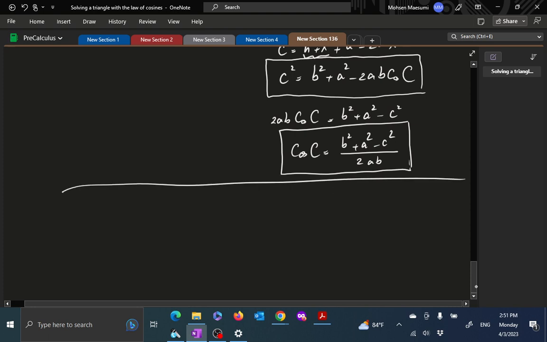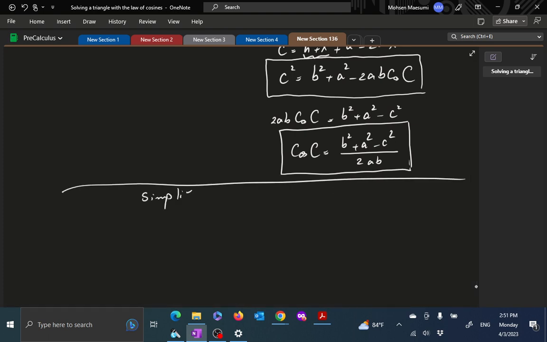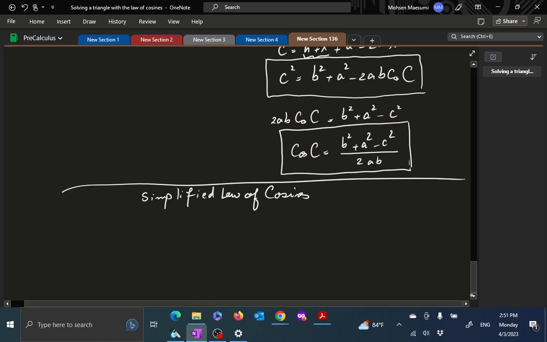Next, how about the simplified law of cosines? Again, let's just go ahead and prove one case of this. So let's have, for example, little c and A and B, and this is going to be angle B. Again, I drop this perpendicular. Let's call this X and let's call this Y. As before, we noticed that X is A cosine of B. Y is B cosine of A.